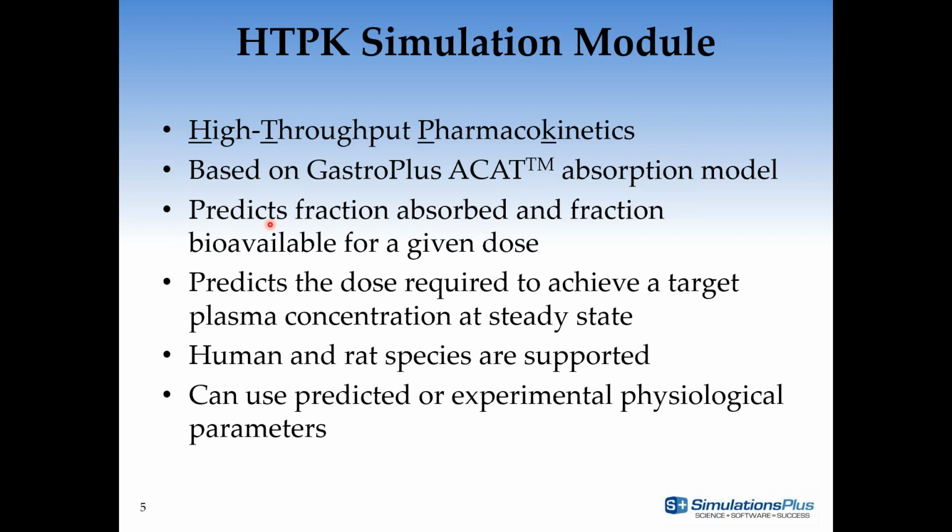Again, you can predict fraction absorbed and fraction bioavailable for a given dose or doses, as well as predicting the dose required to achieve a target plasma concentration at steady state. For the moment, we are supporting both human and rat species, with possible plans to introduce other species in the future. And like GastroPlus, you can use predicted properties, which presumably are from ADMET Predictor, or if they are available, you can use experimental values as well.